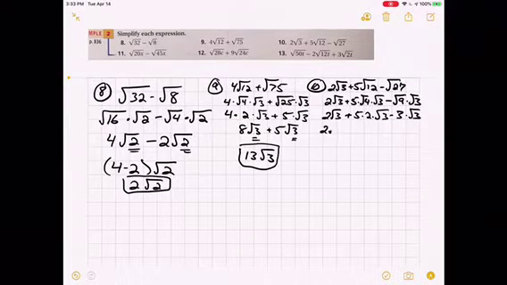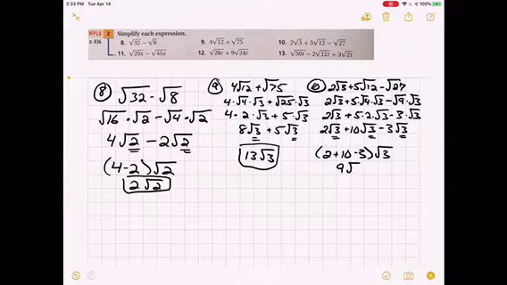Now let's simplify the middle term. 2 times the square root of 3 plus 10 times the square root of 3 minus 3 times the square root of 3. They're all square roots of 3. So that means I can do 2 plus 10 minus 3, square roots of 3. And so that's going to be 12 minus 3, which is 9. 9 times the square root of 3 is my final answer.